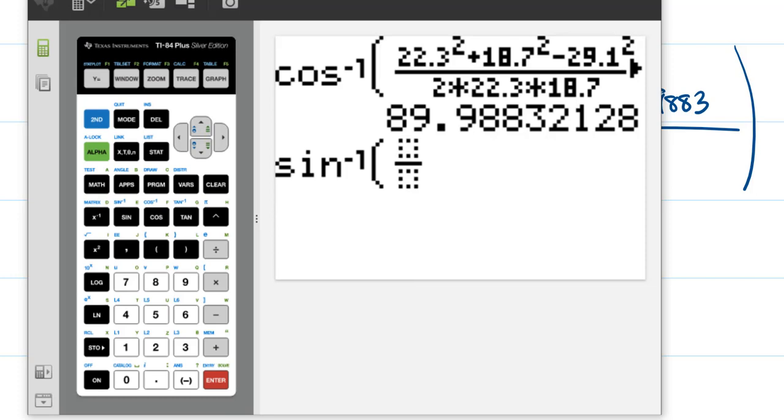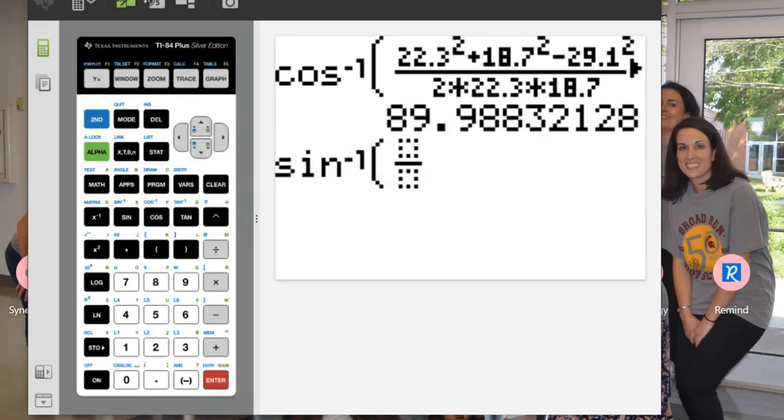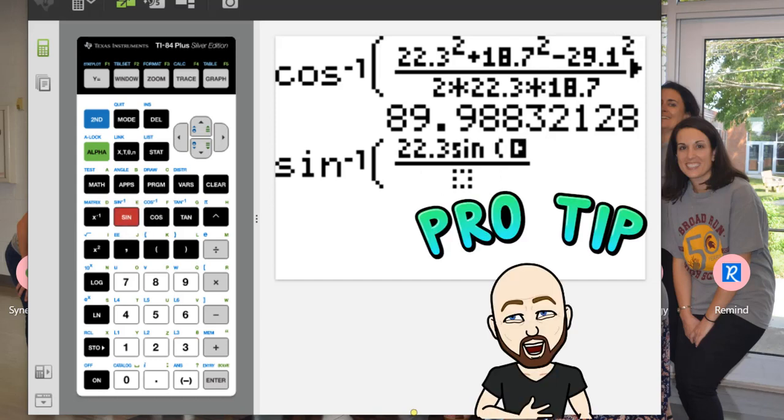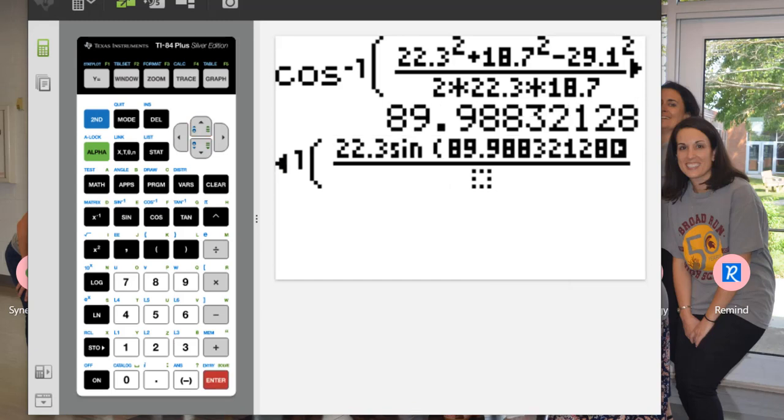As you type things in, remember, when I look at my formula, it's 22.3 sine of that blob. So I'm going to type in 22.3 and then sine. And instead of just typing in 89.983, I'm going to arrow up on the calculator and snag that value. You can see it highlighted right here, 89. So that's going to give you the whole thing. And then just hit enter. That'll put that whole piece in, approximated, because the calculator only goes so many spaces.